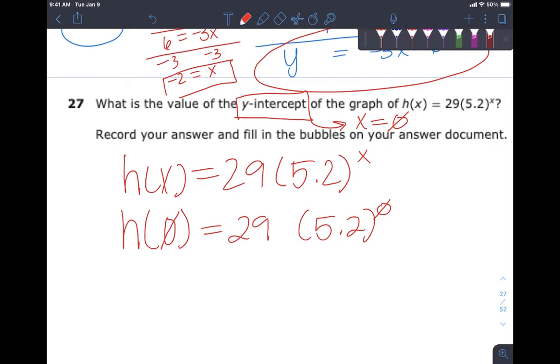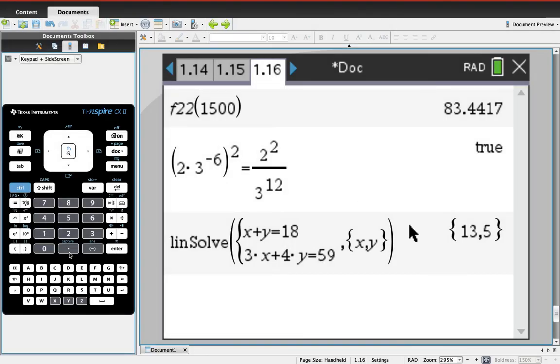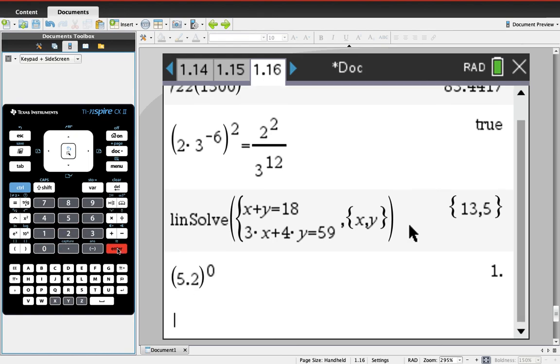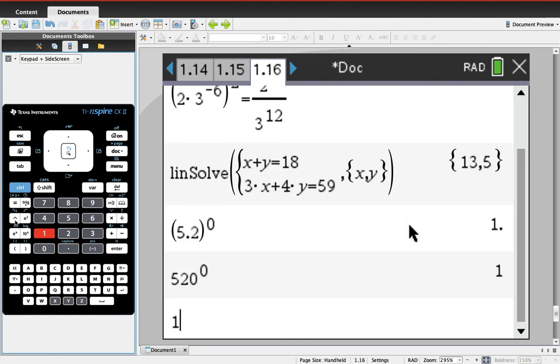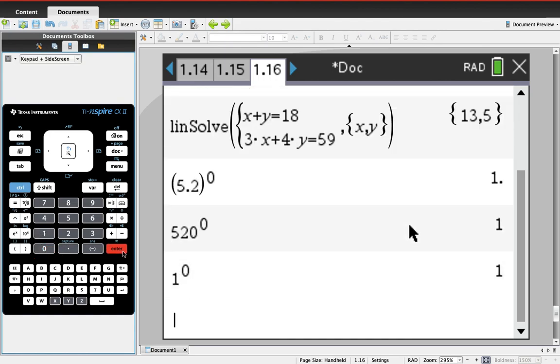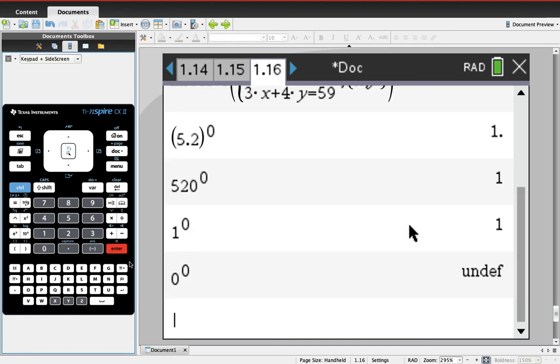All right, so 5.2 to the power of 0. Well, I remember that anything to the power of 0 is 1. I'm going to go ahead and type that in just to verify. And look at that. Even if I put in any other number, still 1. Always. Unless you put in 0 to the power of 0, which is undefined. That's the only one that doesn't work with, okay?